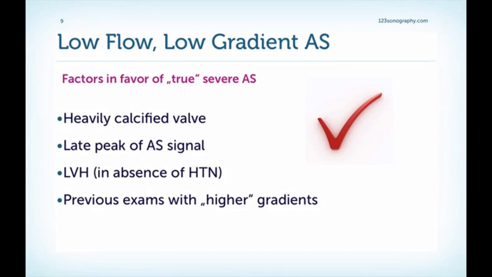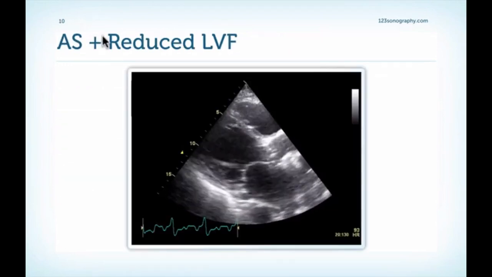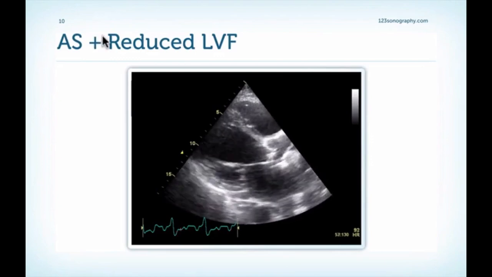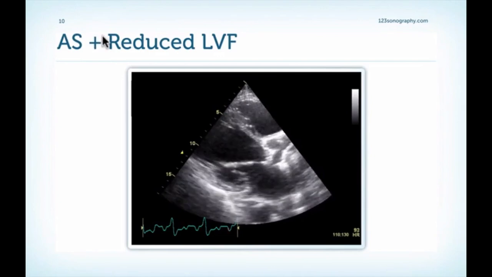If the patient has left ventricular hypertrophy, especially in the absence of severe hypertension, then this is probably due to valve stenosis. And of course, if the patient in previous exams had higher gradients than when you see the patient again, this points to LV deterioration due to severe stenosis. This is a typical example of a patient with low flow, low gradient aortic stenosis. Look at the highly reduced left ventricular function.